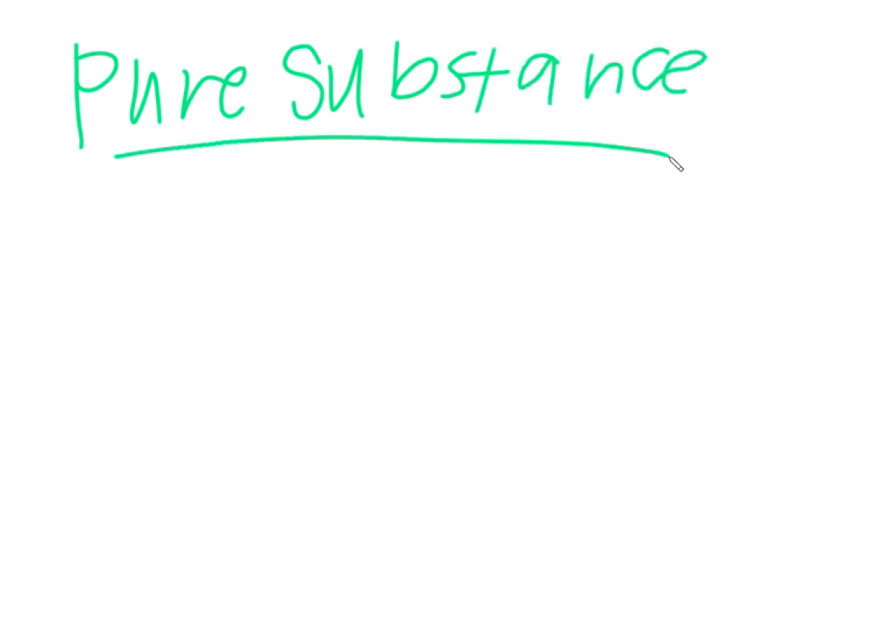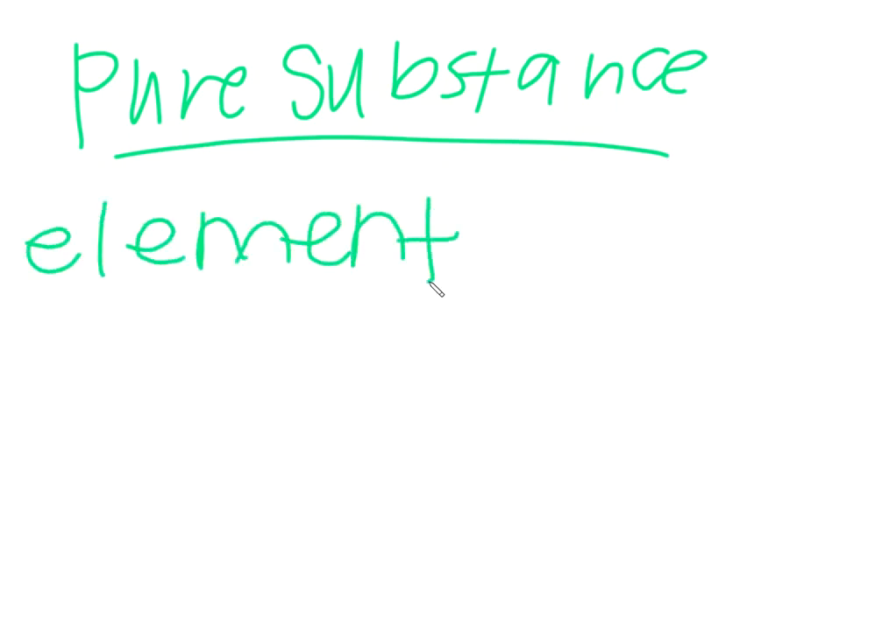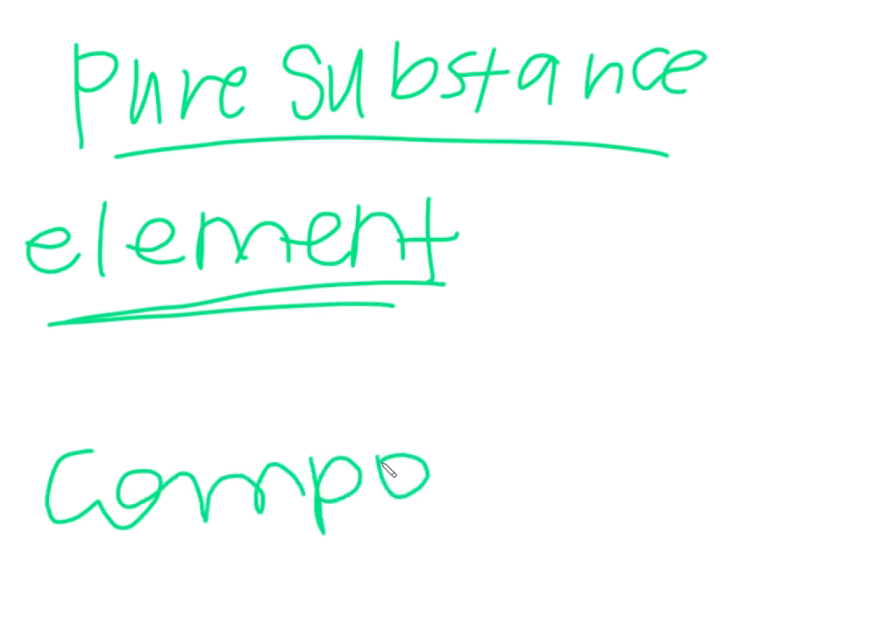So there are two kinds of pure substance, as we said earlier. There's an element and a compound. An element cannot be broken down further. It is within itself an element. It cannot be broken down, whereas a compound can be broken down further.